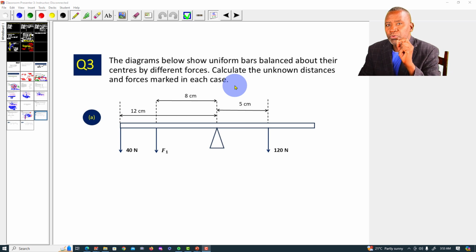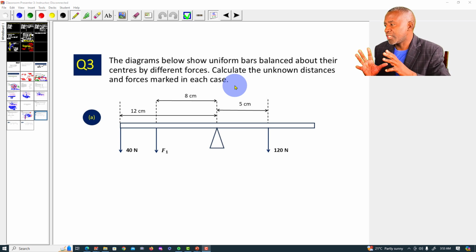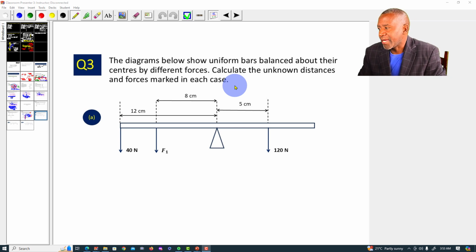Now, if you go to the revision exercise in the chapter Turning Effect of a Force, question 3, you will find this particular question. The diagrams below show uniform bars balanced about their centers by different forces. Calculate the unknown distances and forces marked in each case.